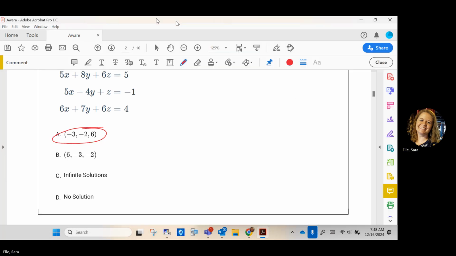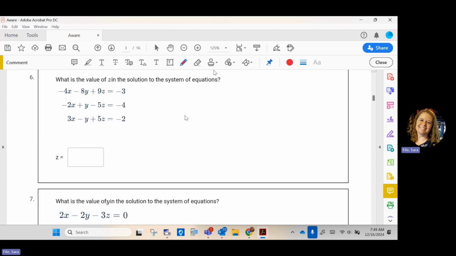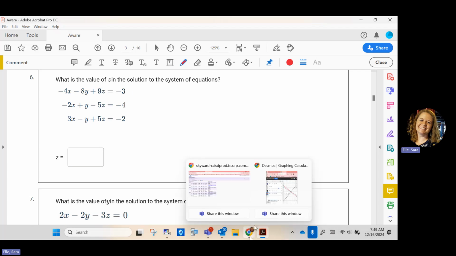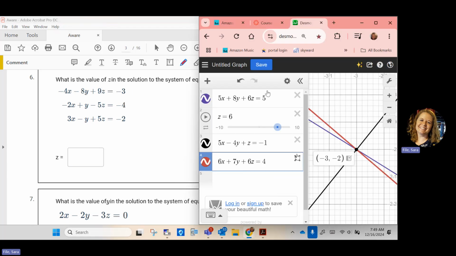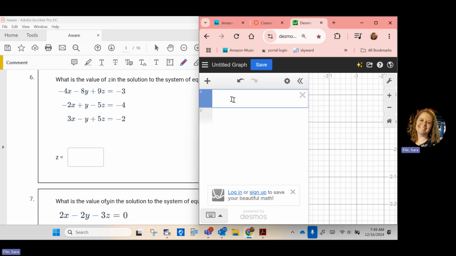Okay. So let's take a look at the next one. Okay, so this is another one, and it's only asking for Z in the solution set. So we're gonna do the exact same thing in Desmos. We're gonna type our three equations, but we only want to know Z. We don't need X and Y as well.